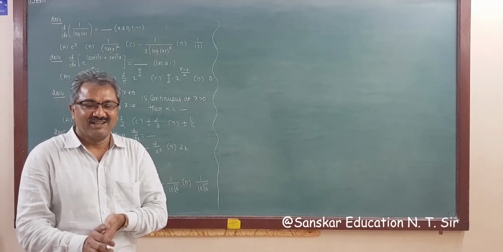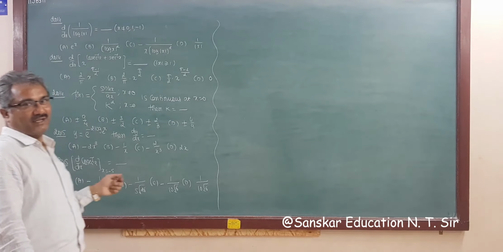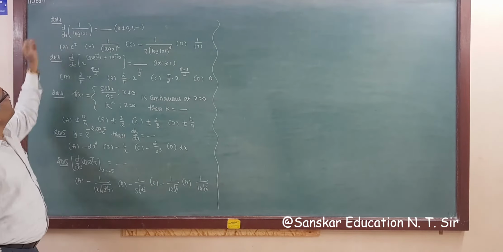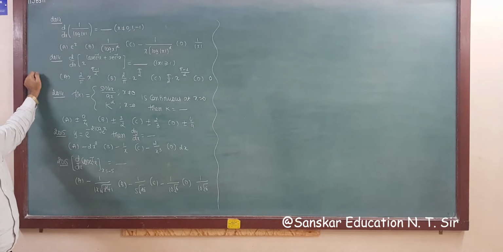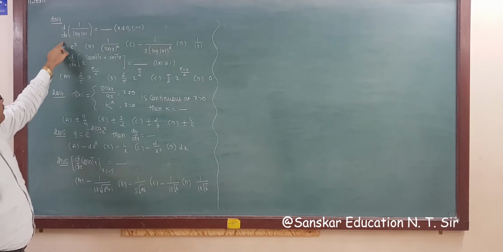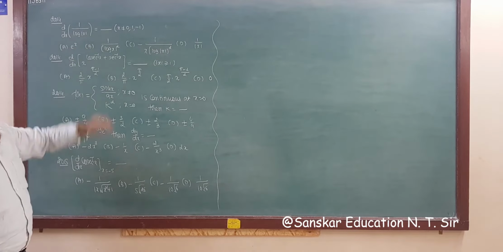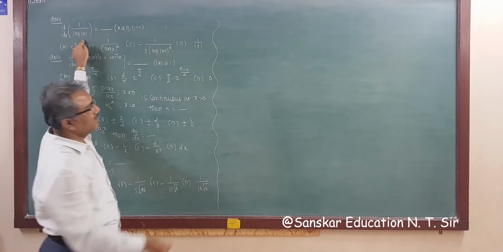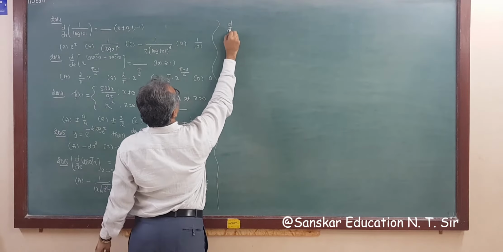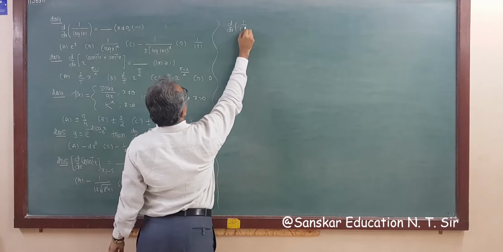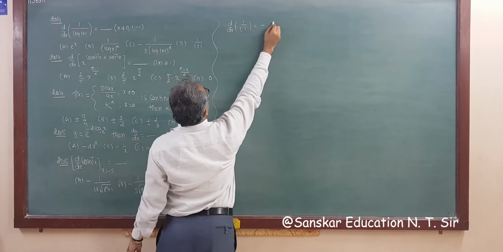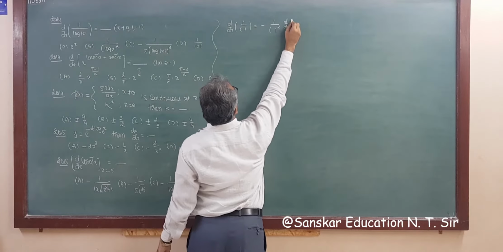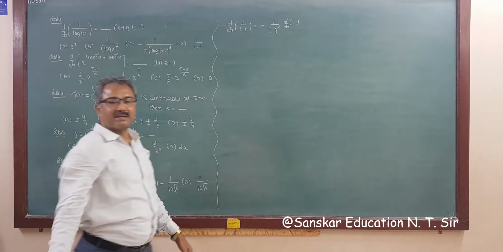Good morning. Today in this lecture we are continuing with solution of Gujarat board questions, and our first question is from the 2000 board exam: d/dx of 1 upon log |x|. The derivative of 1 upon a bracket is minus 1 upon bracket square into d/dx of the bracket. Okay, this is the formula.